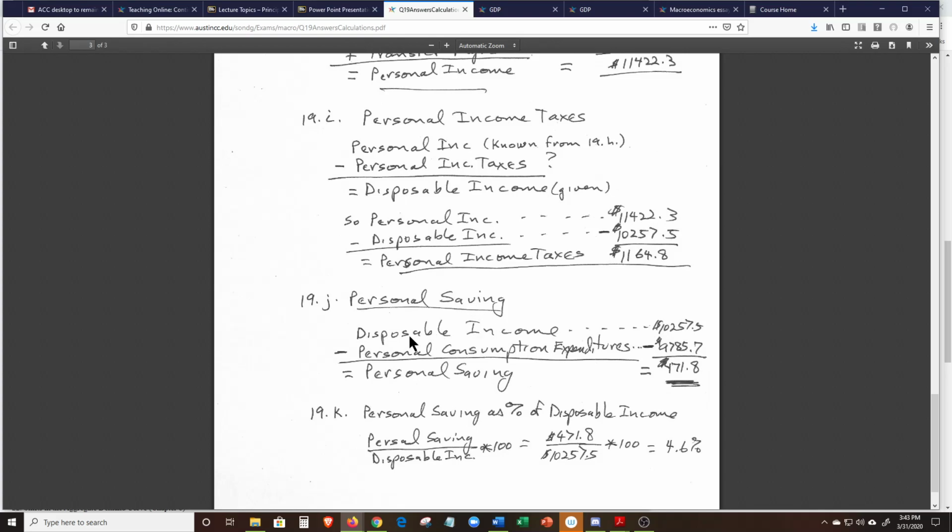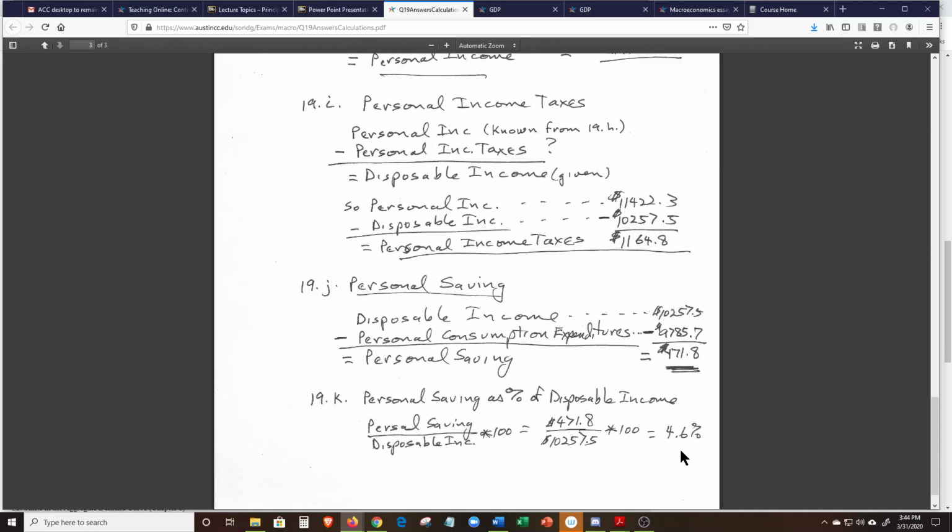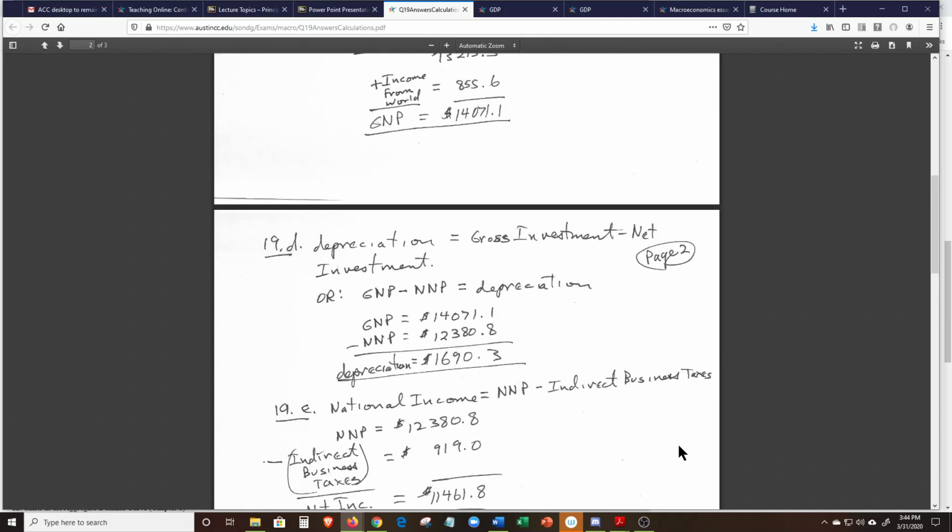And then, of course, we need to figure out personal saving. And so we know that disposable income is split between consumption and saving. We now know disposable income, which was given, and we also know personal consumption expenditures, so we subtract it, and we get personal savings equal 471.8. And then as a percentage of disposable income, we take that number divided by personal income and get 4.6%. And that does it, my friends.